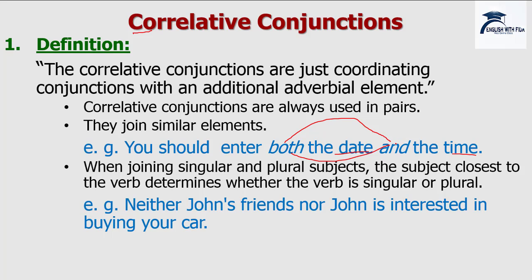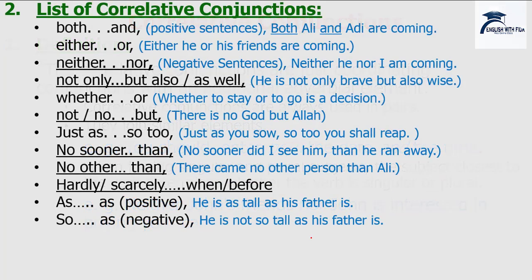You cannot skip that part, or replace it with any other conjunction. These are fixed patterns, called combinations. Second example: Neither John's friends nor John is interested in buying your car. Here neither...nor is joining two subjects, John's friends and John. So subjects are being joined by correlative conjunctions.